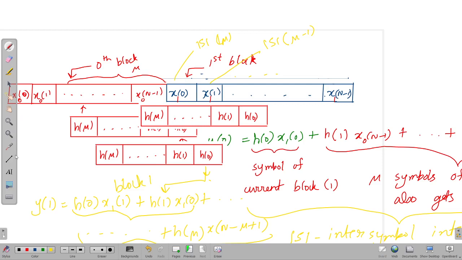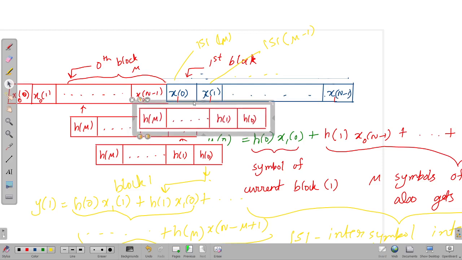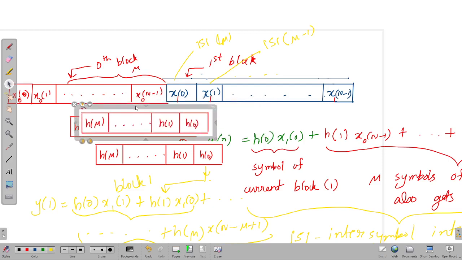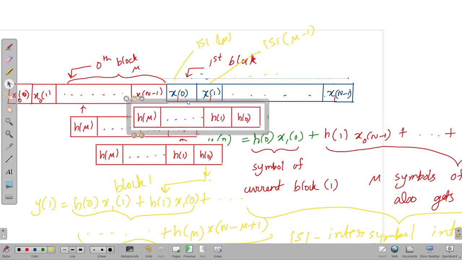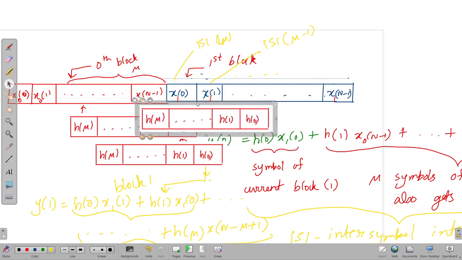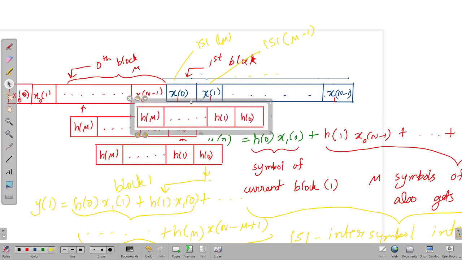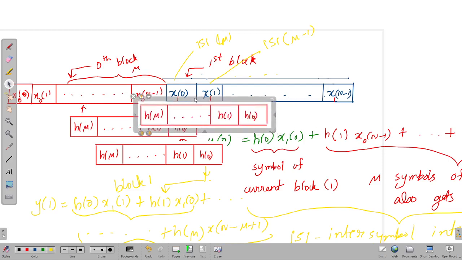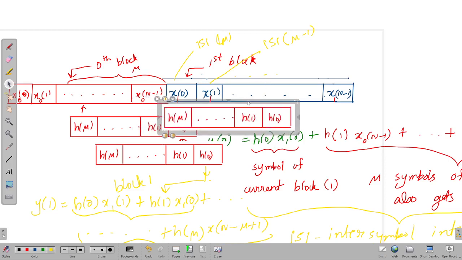I hope that idea is clear for you. Mu number of symbols are getting affected by inter-symbol interference. After each time instant, this impulse response moves towards the right, and at this point you have just h of mu into x naught of n minus 1, and here you will have mu number of symbols getting affected by inter-symbol interference.